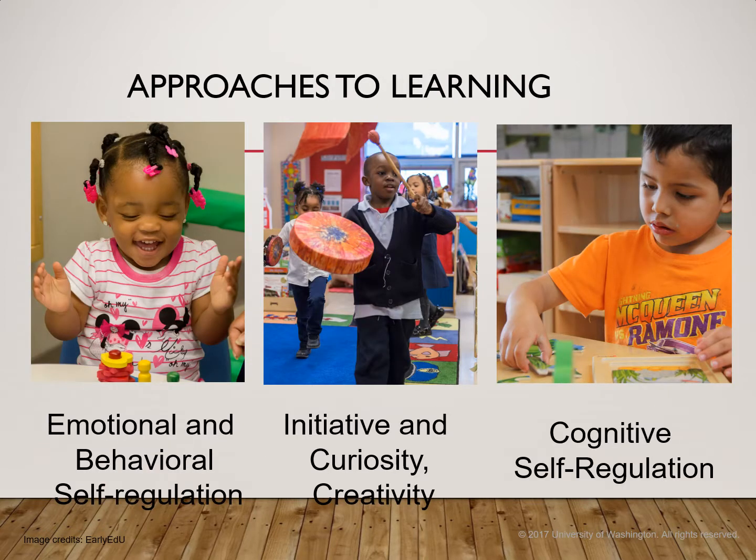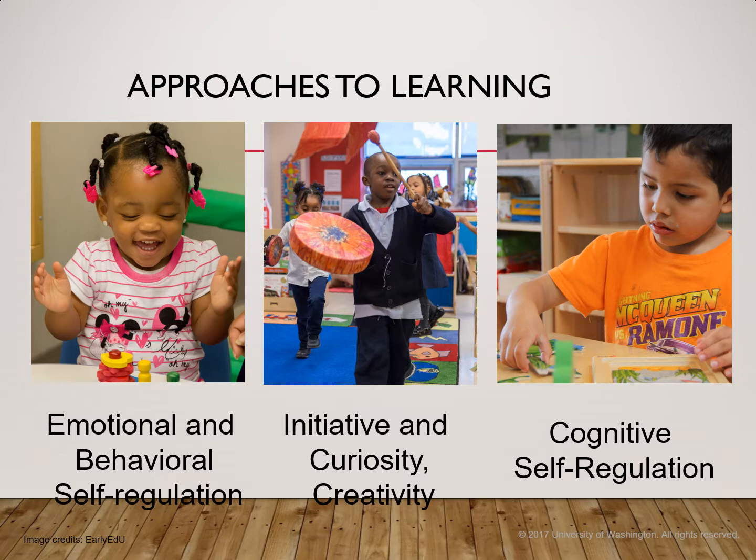This slide looks at the first domain of approaches to learning. This domain includes 4 subdomains: emotional and behavioral self-regulation, initiative and curiosity, creativity, and cognitive self-regulation. But note on this slide that 2 of the subdomains are grouped together, initiative and curiosity plus creativity. Children show behavior in this domain through their emotional reactions, their behavioral choices, and their ability to focus attention.